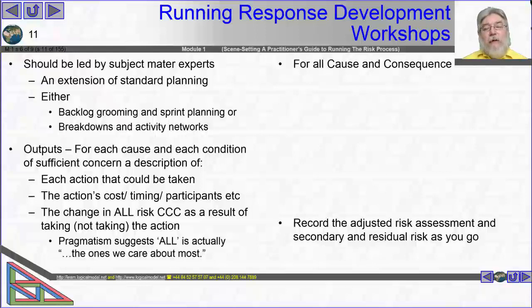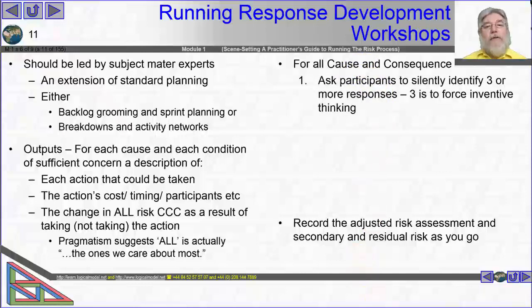and that pragmatism comes back to our conversation about people's emotions. It's the people who are most strongly emotionally affected who are going to be the most likely to take action, good or bad. So we need to think about that. So what we're going to do, in theory at least, is for all consequences, all causes and all consequences, ask the participants to think of things that we can do to promote opportunity or suppress threat, and we're going to use the same mechanism as previously.